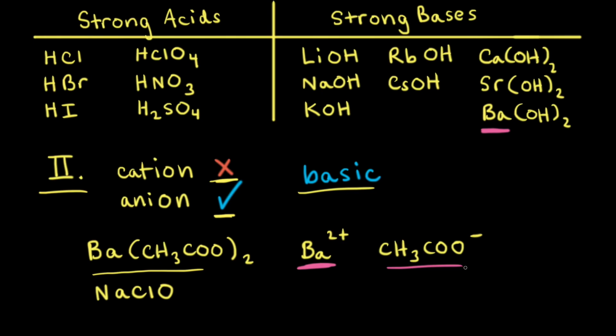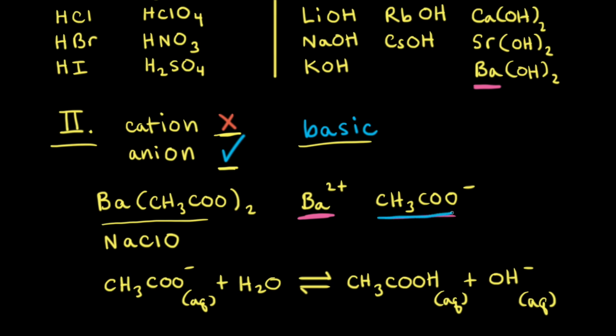However, the acetate anion is the conjugate base to acetic acid, and acetic acid is a weak acid and is not on our list of strong acids. Since acetic acid is a weak acid, its conjugate base is strong enough to react with water.